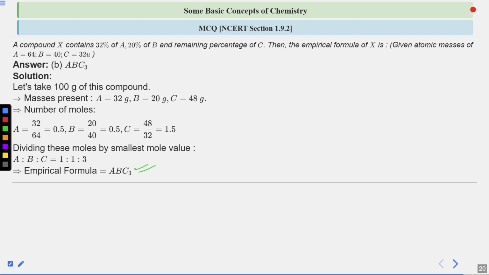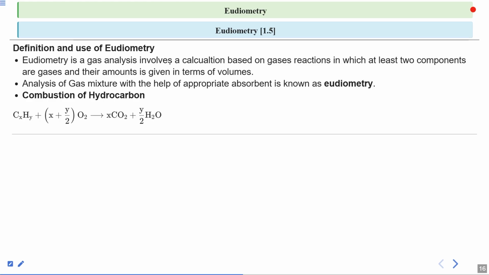I guess it is clear to all of you. So can we move to the eudiometry now? Okay, so just wait for a while. I will get back with the eudiometry topic which we left in the previous class. So let us get back to this eudiometry.